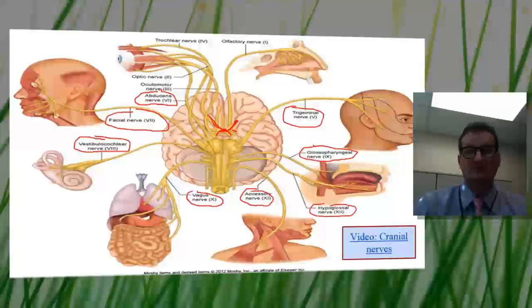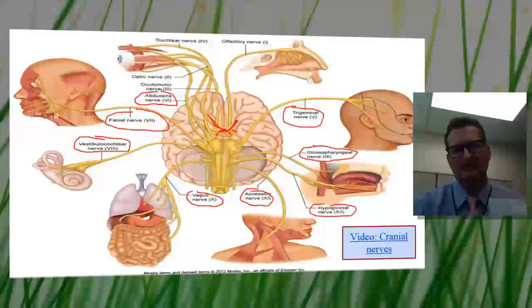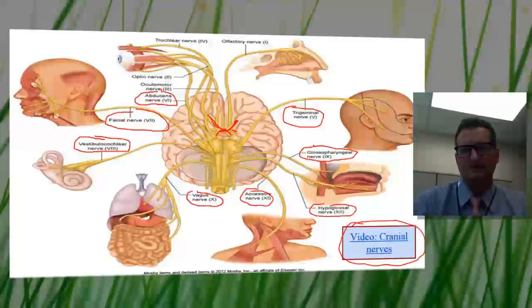It's interesting to note that of the cranial nerves, cranial nerves number 2, 3, 4, and 6 are dedicated only to the eye. And then branches from the 5th and 7th cranial nerves, many of them also go to the eye. So the eye is a very complex structure that demands a large part of the cranial nerves. There's an excellent video overview of the cranial nerves here that you should all take a few minutes to watch.